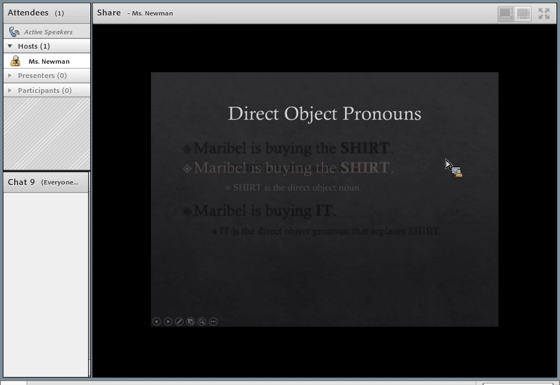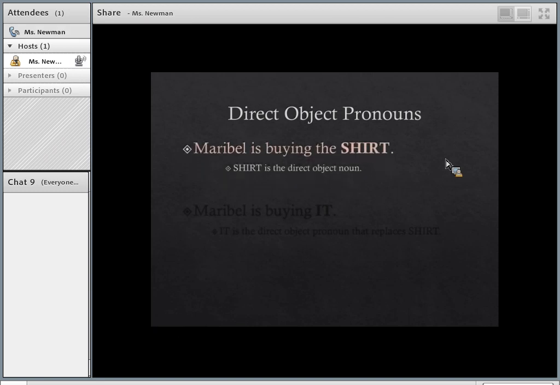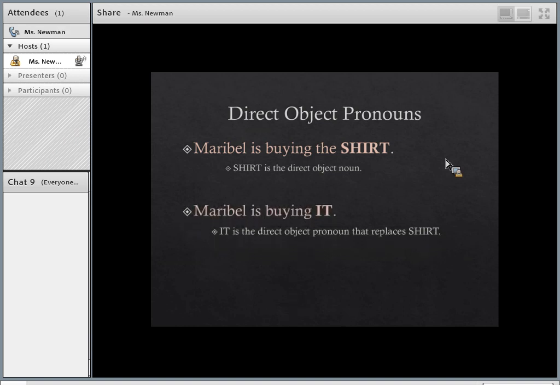So we have here in English, the shirt. Maribel is buying the shirt. So the shirt is the direct object noun. It's the item she is buying. It's the direct object she is buying. So then we replace it with a pronoun, it, right? Maribel is buying it. So it is the direct object pronoun that replaces the shirt. Okay, so remember, pronouns replace nouns.